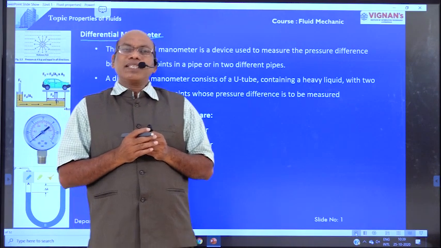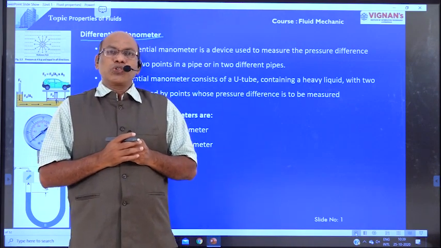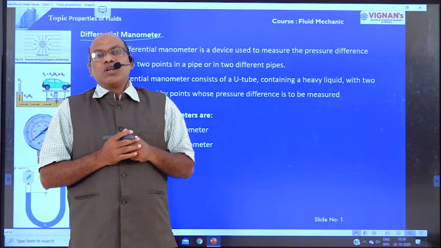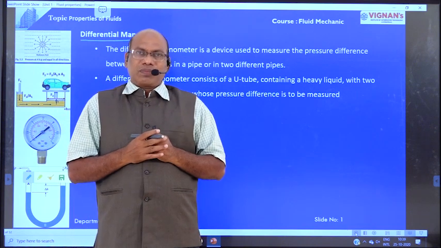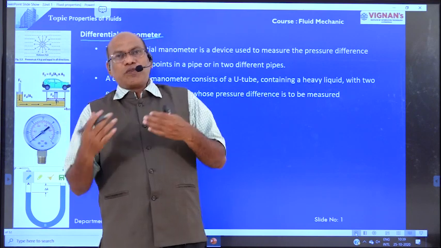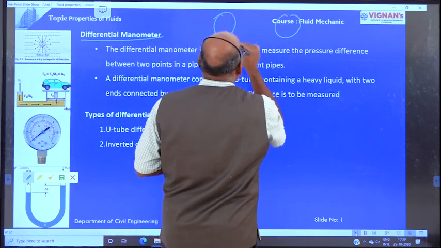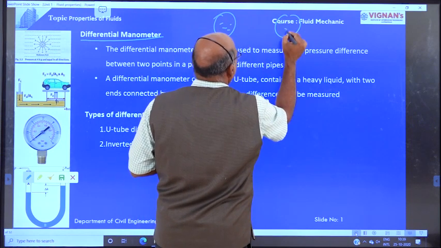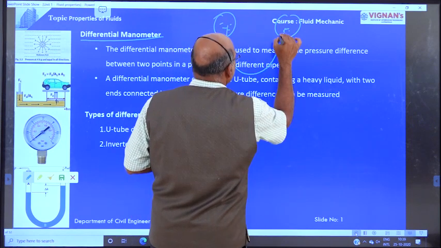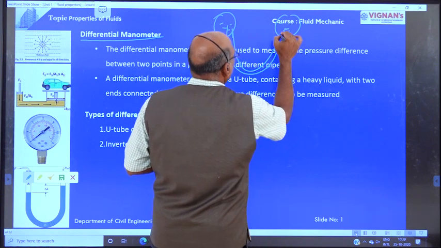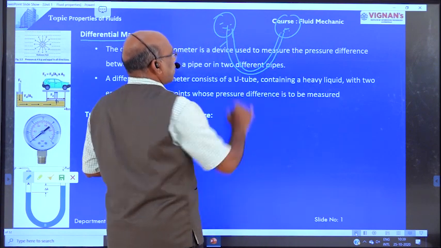Differential manometers are the devices which are used to determine the pressure difference between 2 points. That may be the same pipe or different pipes. Suppose this is one pipeline, this is another pipeline. We are going to determine the pressure difference between these two. Now we are going to install one tube like this. This is nothing but a differential manometer.